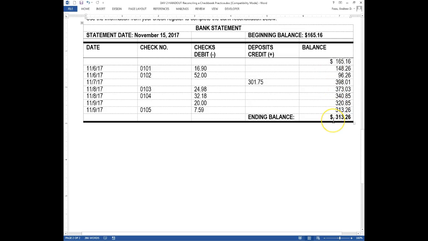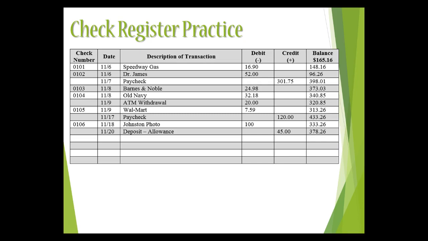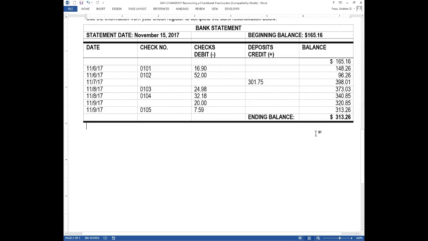At the end of the statement, the bank believes we have $313.26, but that is as of November 15th. There are transactions that we have made since November 9th, which is the last date the bank knows about, that have affected our account. When we look back at our check register, we see that we have way more money, we think, than the money that the bank thinks that we have in our account.